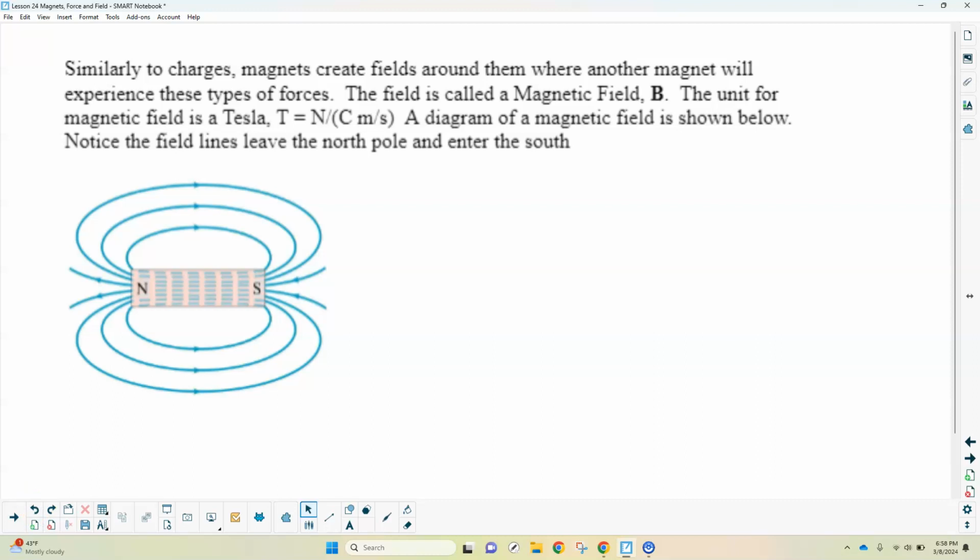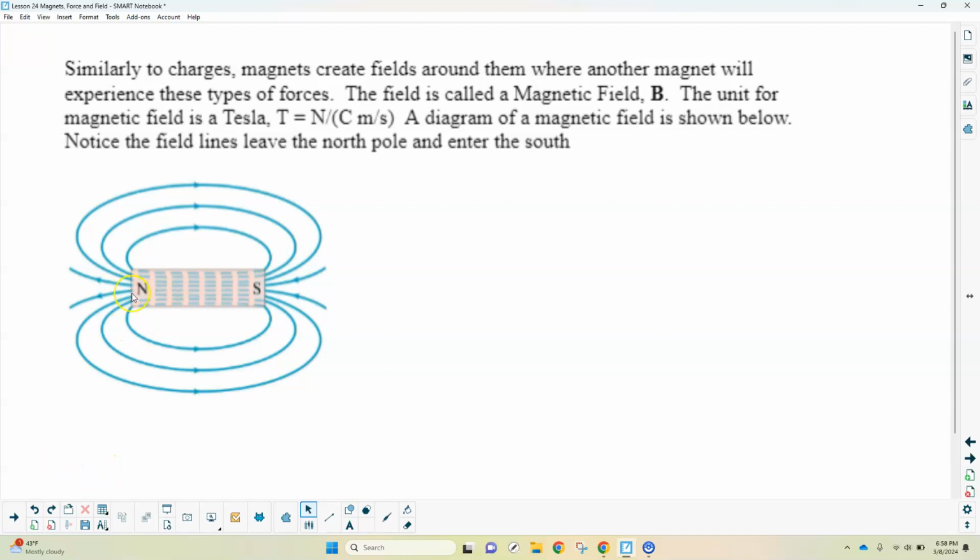We were talking about magnetic fields. A magnetic field is similar to an electric field. We studied electric fields, and we talked about it being the direction in which an electrical force would act on a charge. With magnetic fields, it's the direction that a magnetic force would act on a magnetic object.